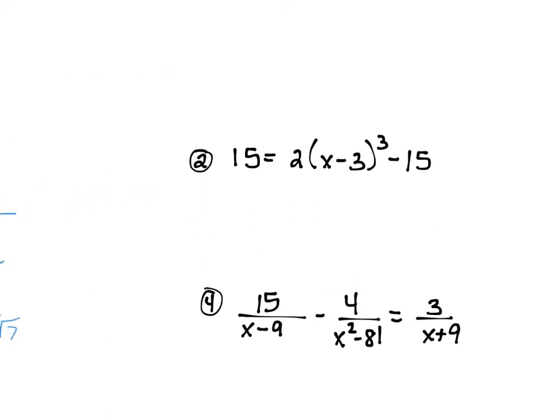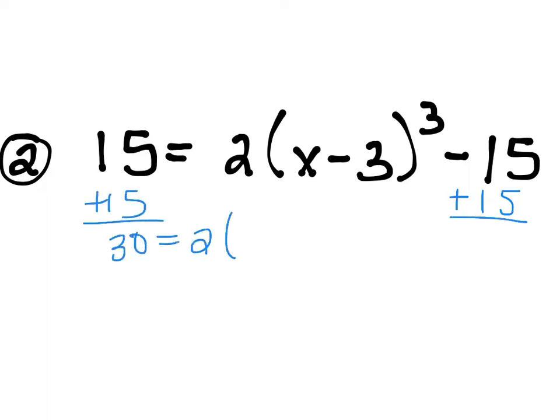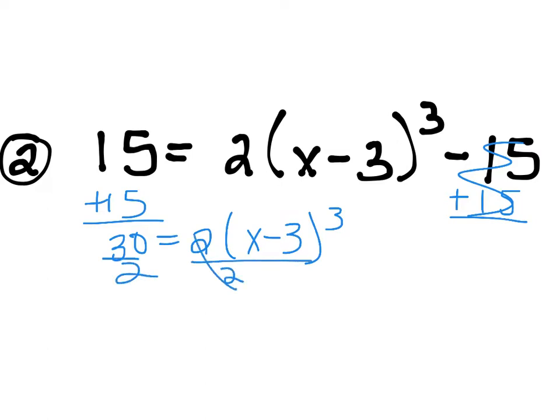Okay. All right, this is the same kind of concept. You want to get x by itself. So what's the first thing we're going to do? Add the 15. Good job, guys. So when I add the 15 here, I get 30 equals 2 times (x minus 3) cubed. Doesn't matter that it's cubed. All right, now what do I do? Divide by 2. Great. So I get 15 equals (x minus 3) cubed.